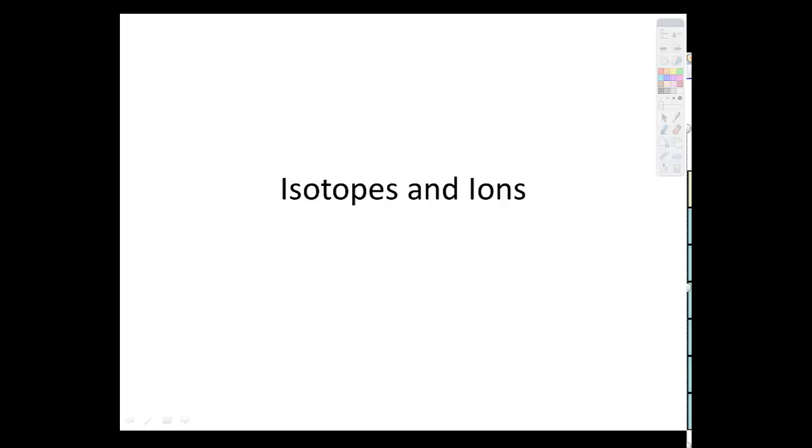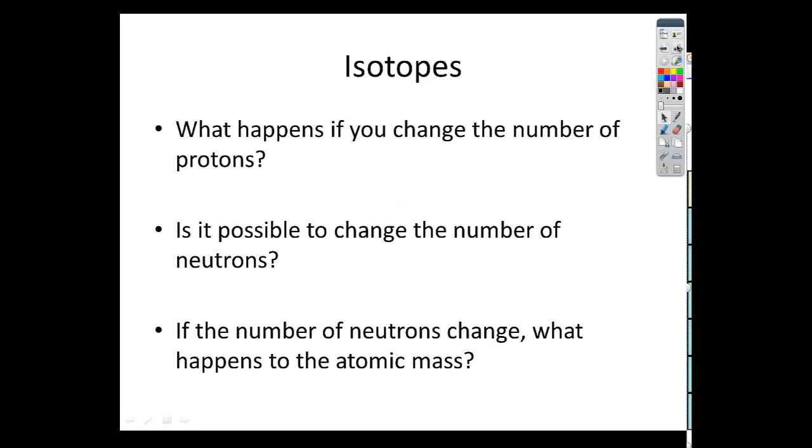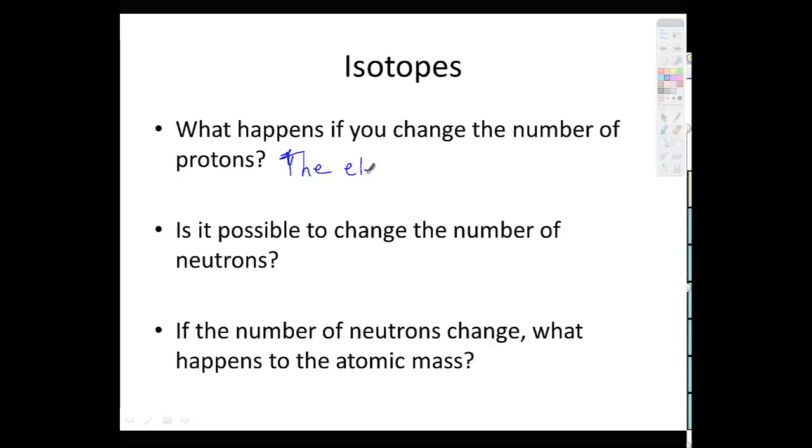All right, in this lesson, we're going to review isotopes and then begin talking about ions. So, quick review here. One of the most important things that we need to recognize is dealing with this first question here. What happens if you change the number of protons? As you think about that, you should be thinking that every atom has a set number of protons. If you change the number of protons, the element will change. So as we study this, the number of protons cannot change. As soon as we change the number of protons, we will be changing the element.